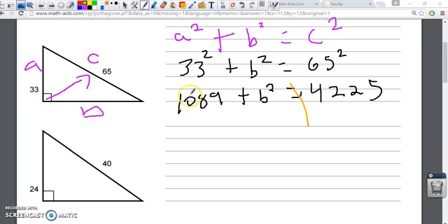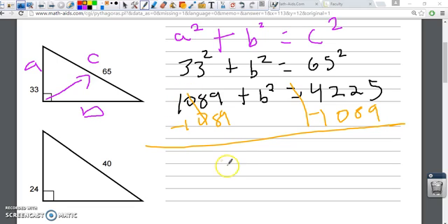So what I have to do now is get B by itself by getting rid of this. How do I get rid of it? Do the opposite of what I see. This is a positive 1,089, so subtract 1,089. Got to do that on this side of the street too. Subtract 1,089. What happens is this cancels out. I have a B squared equals, do the subtraction here, you have 3,136. But remember, you must square root the answer.